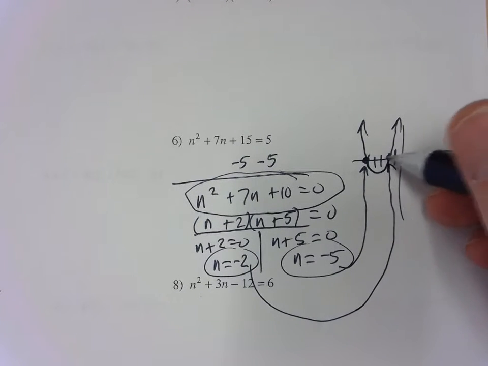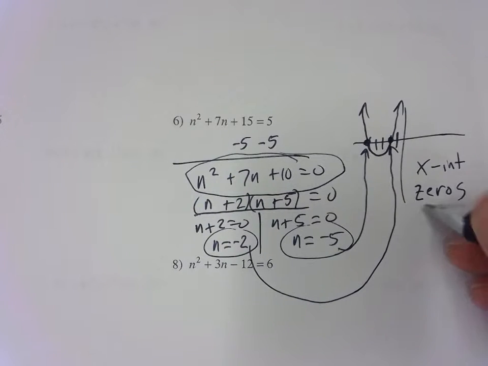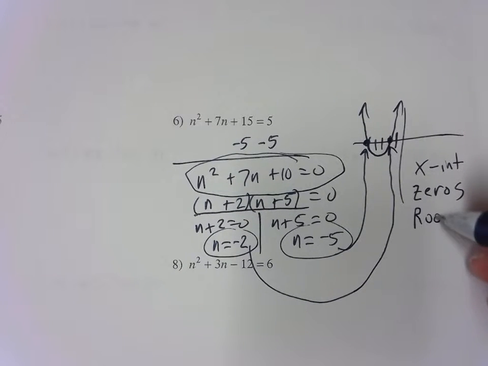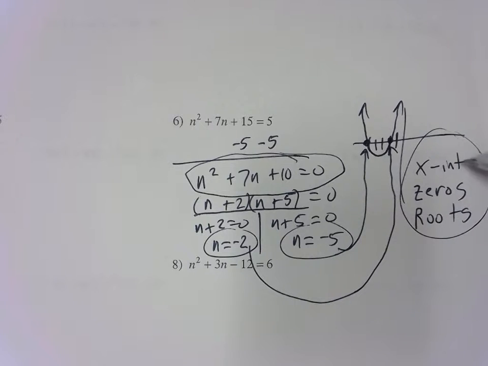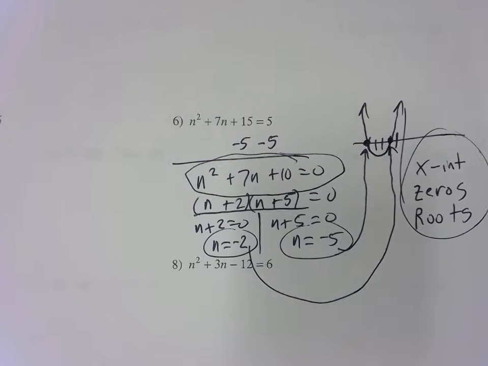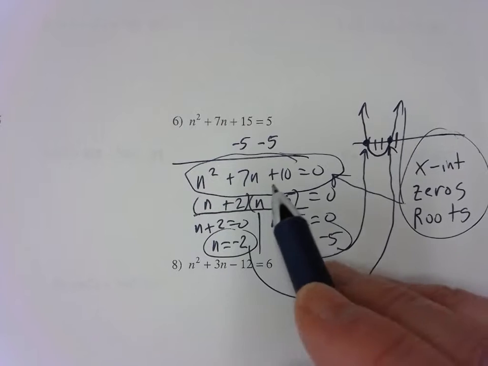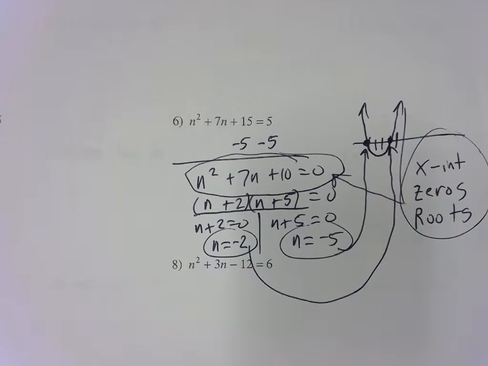There's 3 names to these points. We call them the x-intercepts, right? We call them the zeros of the function. That's what we're looking for. And we call them the roots of the equation. So if you're looking for zeros, roots, or the x-intercept, it all means where does the graph cross the x-axis. And why is that true? Because the function or the parabola or whatever you want to call it is set equal to 0.